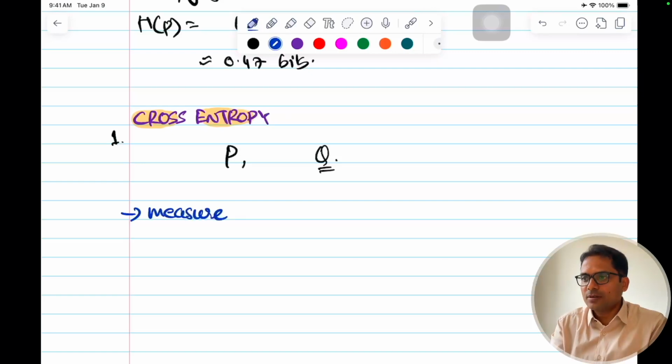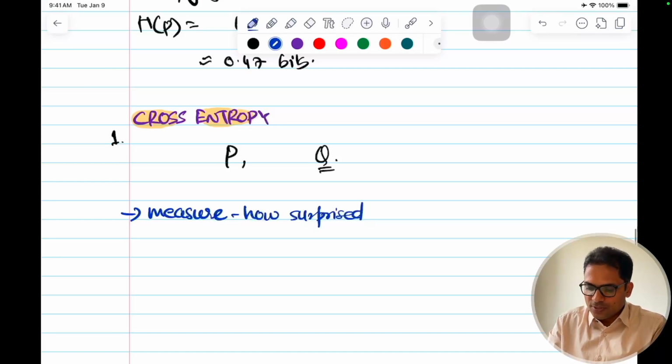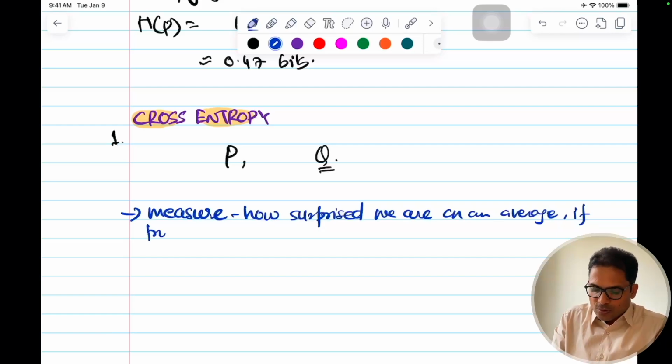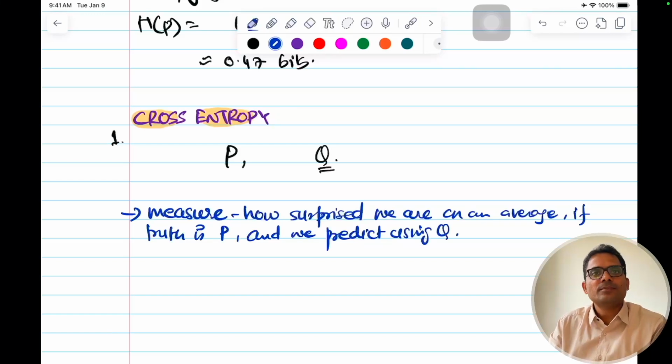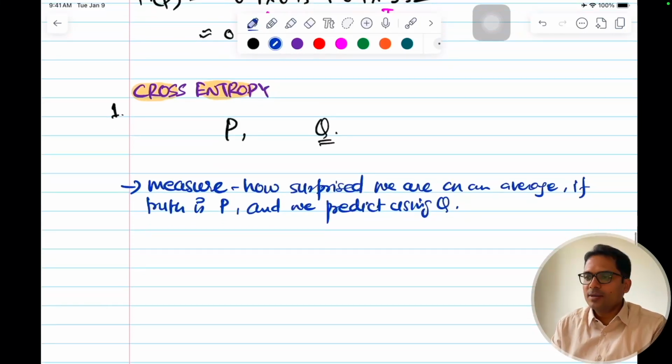Cross entropy is the measure of how surprised we are on average, everything in terms of surprise only. If the truth is P, the distribution, and we measure or predict using Q. Okay, so P and Q are different distributions.